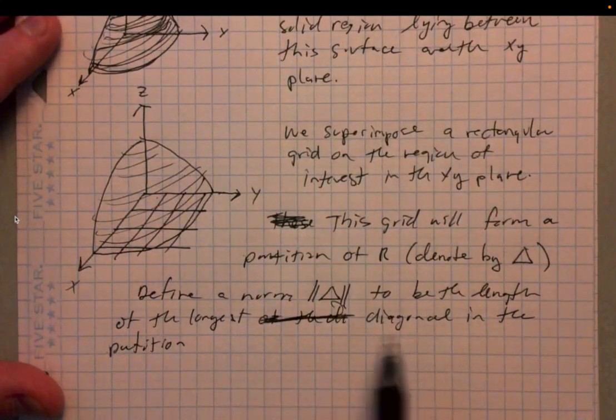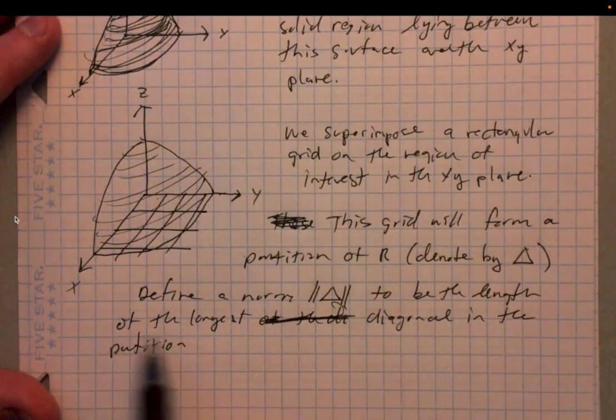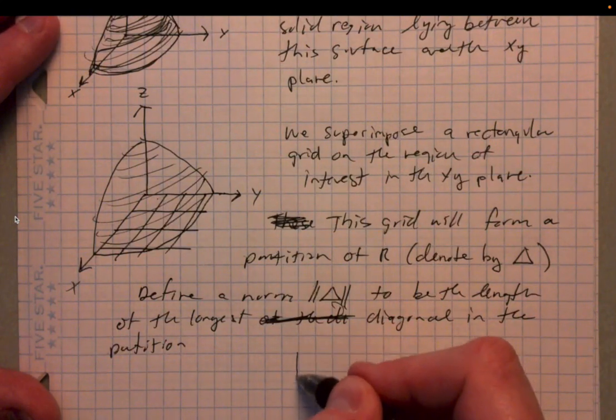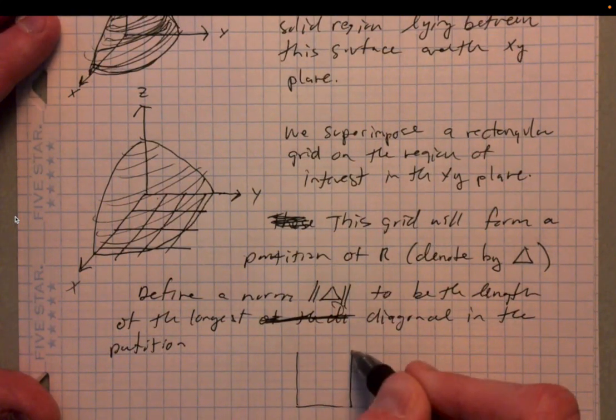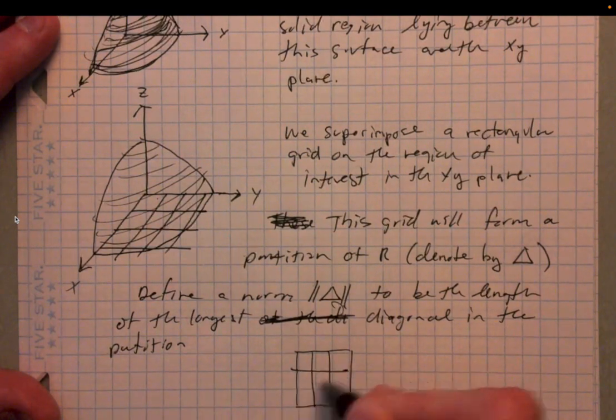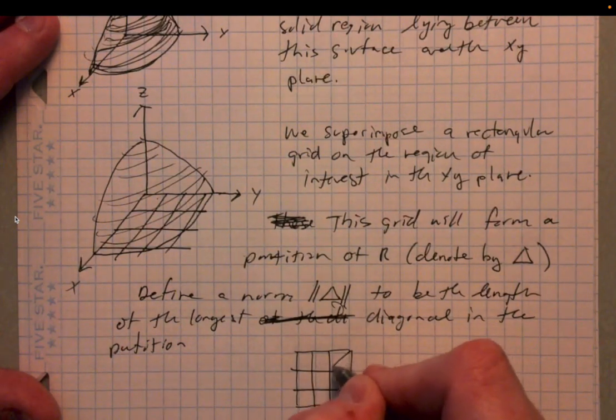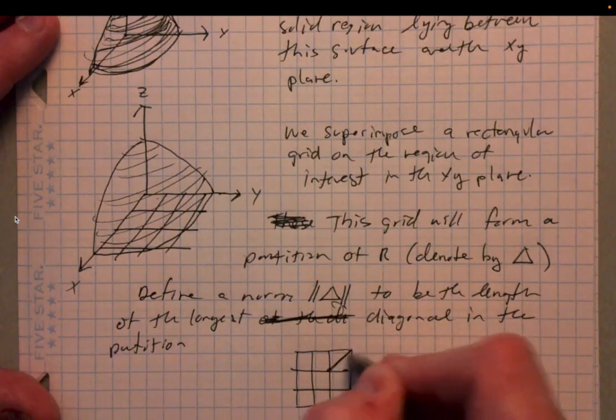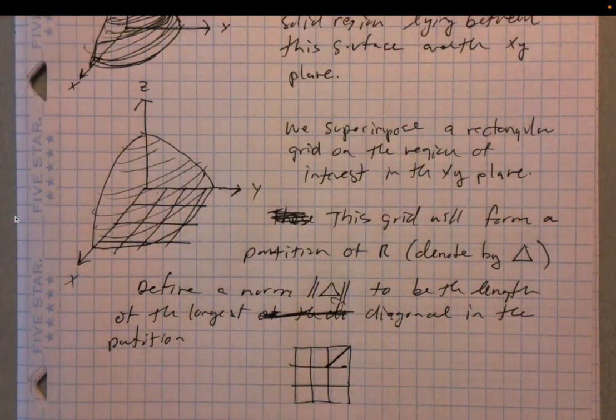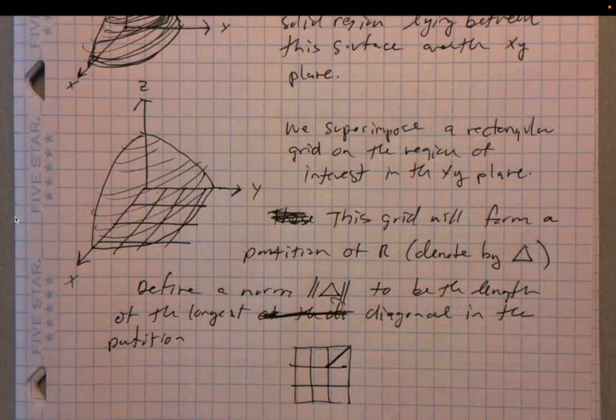And so what we've said is we'll just let the norm be the length of the longest diagonal in the partition. If you're looking down on your grid, then your norm is going to be this length for whichever diagonal happens to be the longest. That's what you're going to call the norm.